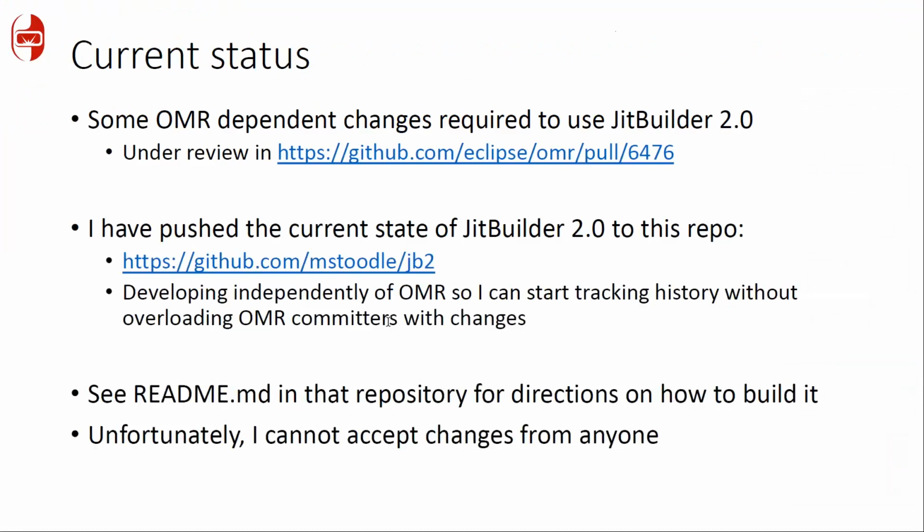I have actually pushed the current state of JitBuilder 2 to this repository in my own user, which people can download and fetch from. I am currently developing this. I just created it today, but I've been developing this independently of OMR, basically so that I can start tracking history and do commits and make changes without overloading the OMR committers with changes. Since at OMR we're not allowed to merge our own changes, I didn't want to create a whole bunch of burden for the OMR project while I iterated on trying to figure out what the heck I'm doing with JitBuilder 2. So I've taken this code and I've put it into my own private repo there.